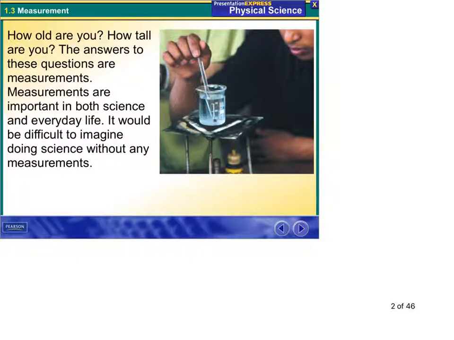How old are you? How tall are you? Answers to these questions are measurements. Measurements are very important in both science and everyday life. It's hard to do any science, or to have anything in everyday life, without measurements.